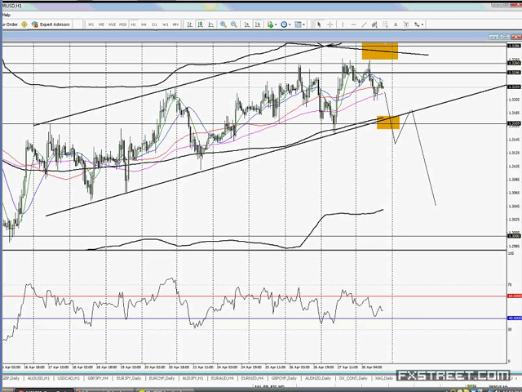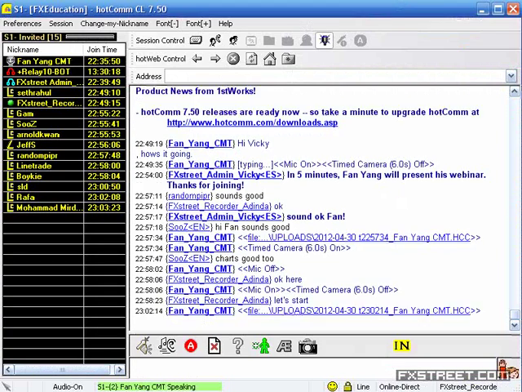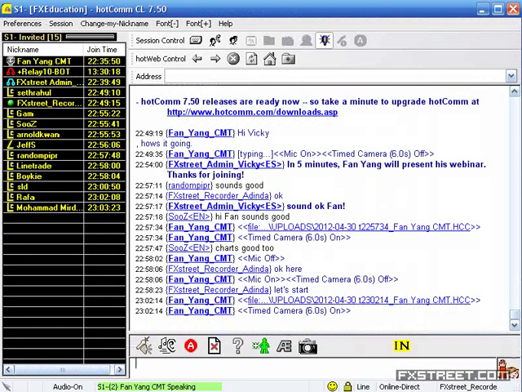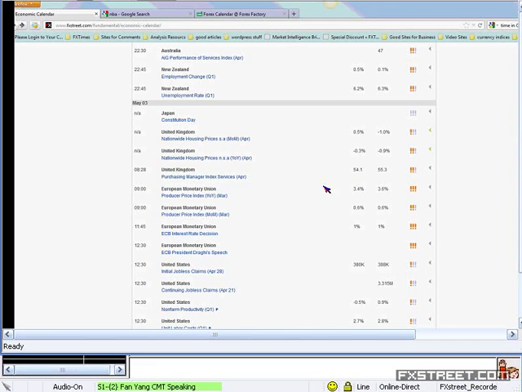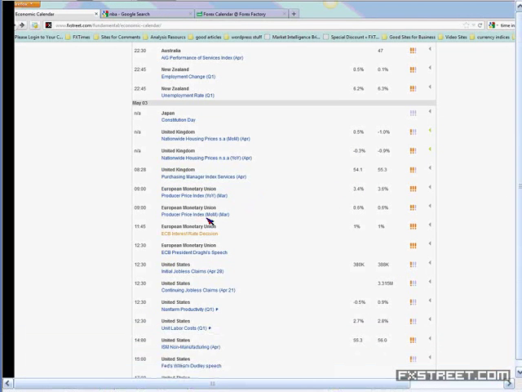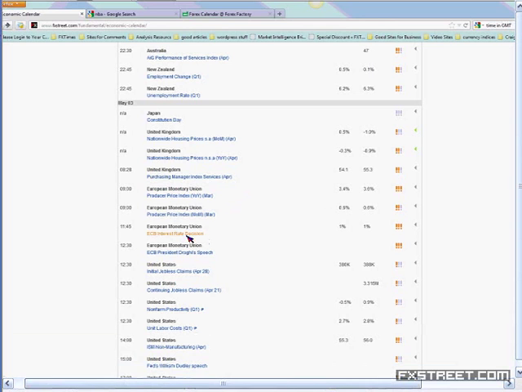Let me just share with you the FX Street calendar. So Thursday, there we go. Oh, I don't think I'm actually showing the calendar at the moment. Here we go. All right, so this is the FX Street economic calendar, and you see the ECB interest rate decision on Thursday, May 3rd. Okay, so back to this.